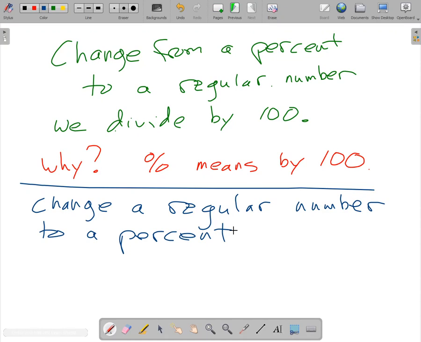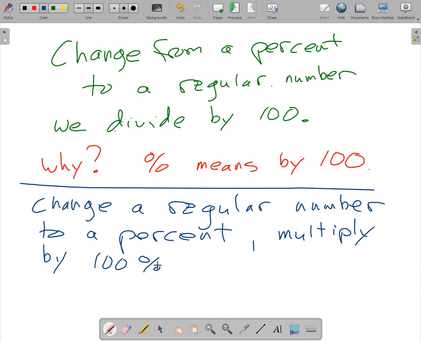Anybody want to take a guess as to what we do? We don't divide by 100. Multiply by 100. Yeah, that's that simple. So to change a regular number to a percent, multiply by 100. And a slight twist to that, we're actually multiplying by 100%.